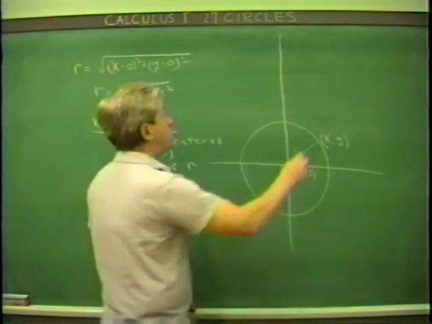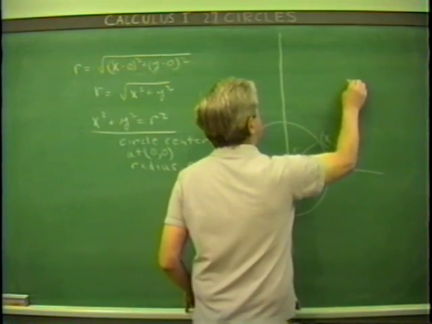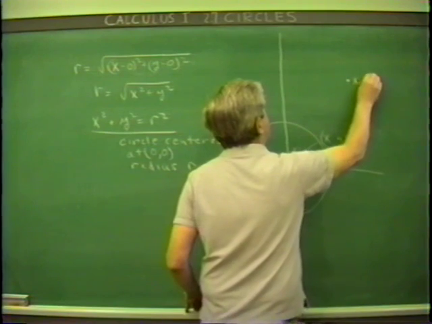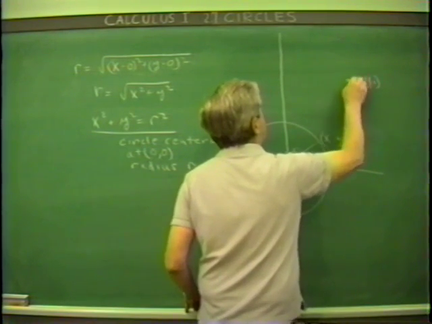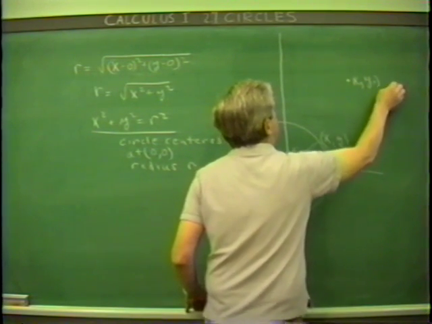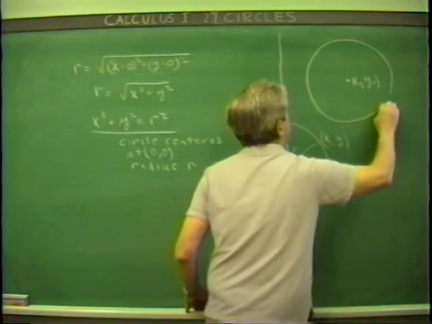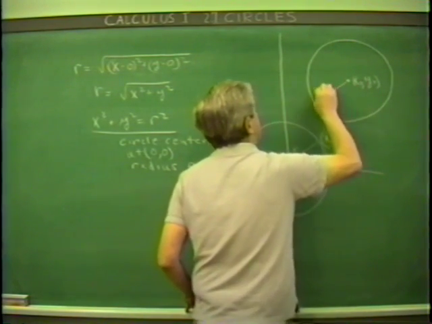If we wanted a circle that was centered at a different point, let's say here at the point x naught, y naught, a circle of radius r centered at this point right here, or this, let's say, is r again.